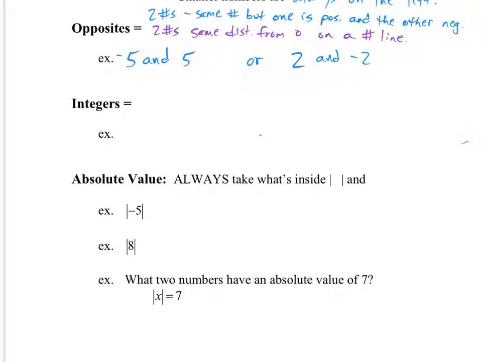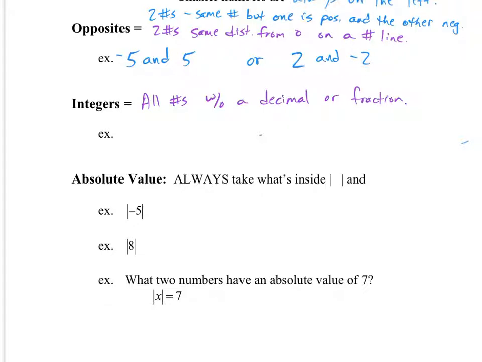Okay, good. Integers. We said integers were numbers without a decimal. And I'm going to throw in there or fraction, because 3/4 is really the same as 0.75, exactly. So decimals, fractions, they're kind of interchangeable in a lot of ways.